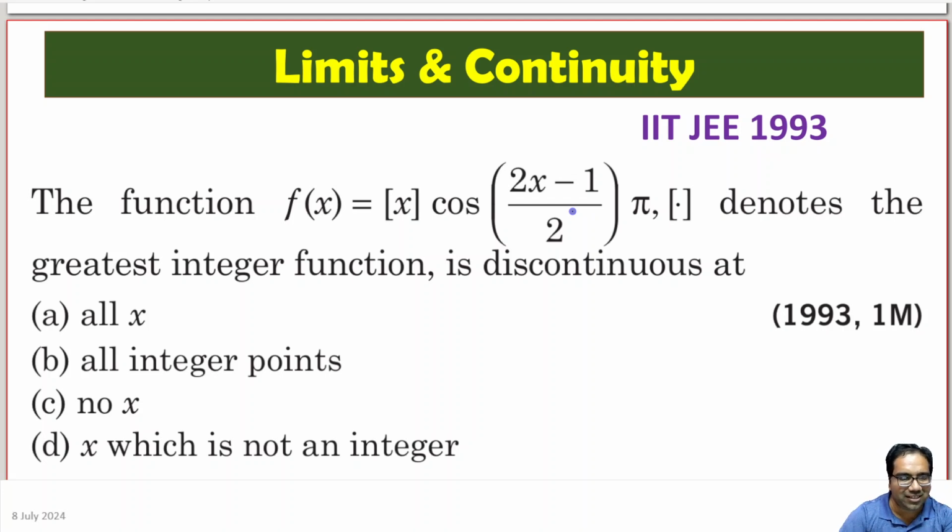Hi friends, here is a really nice problem. We are given this function f of x equal to the greatest integer function of x times cos of 2x minus 1 by 2 times pi. Now, we want to discuss the continuity of this function.